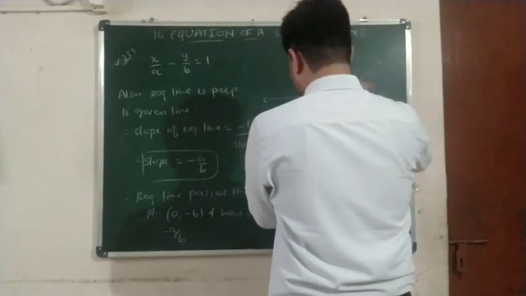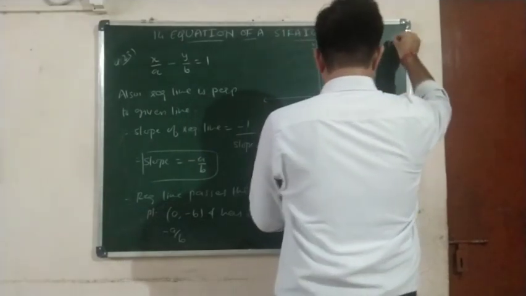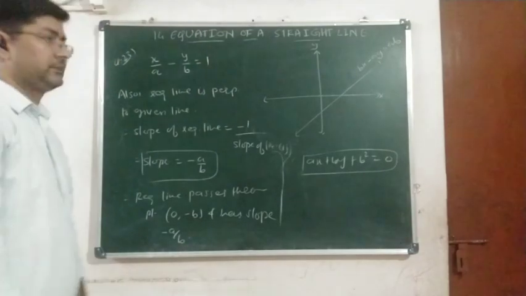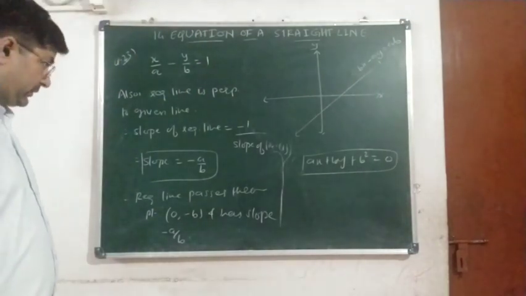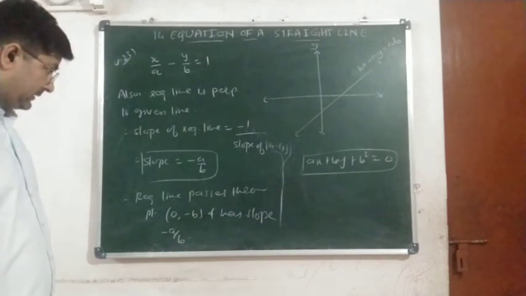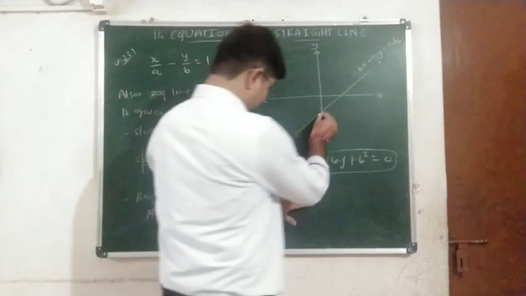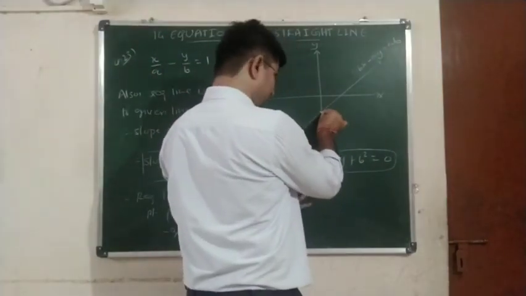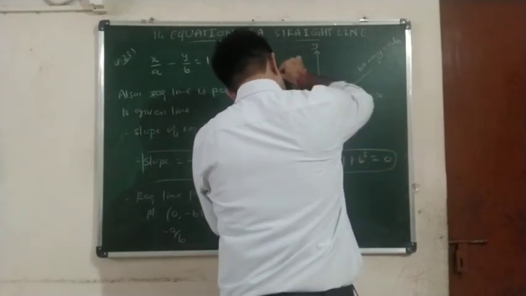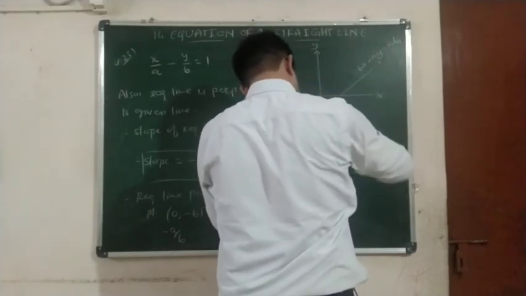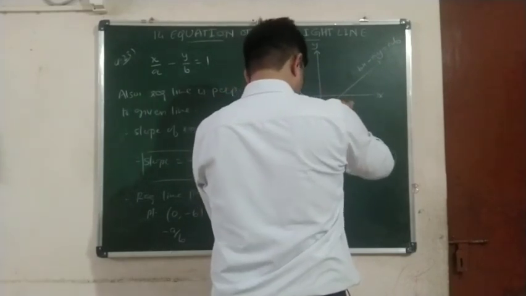Okay, this is the given line: bx minus ay equals ab. Clear? And the required line is perpendicular to this line. It is given that it is passing through this point and intersecting the given line on the y-axis. So the required line will be like this. Clear? This is the required line which is perpendicular to the given line.